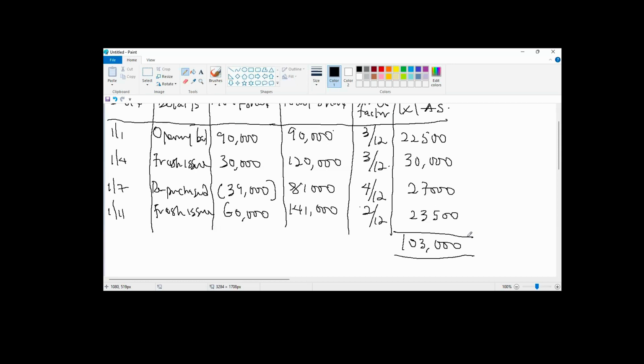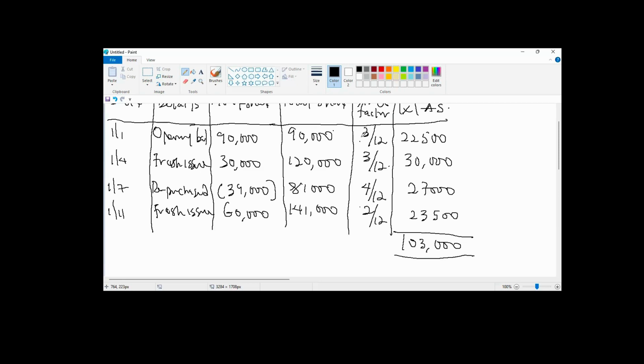Any question for me? Please, the time factor: how do you get it? How do you count the months? 3 over 12, 3 over 12, 4 over 12. From 1st of January to 1st of April, you count January, February, March. That's 3 months. That is why you see the first one as 3 over 12.